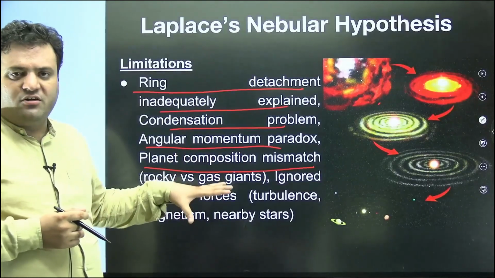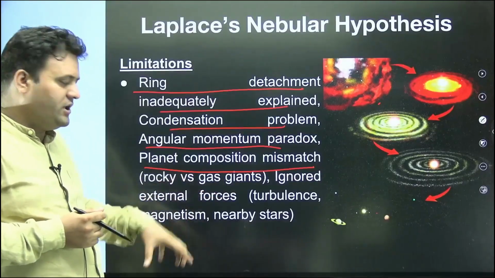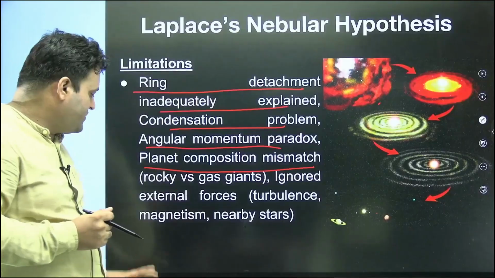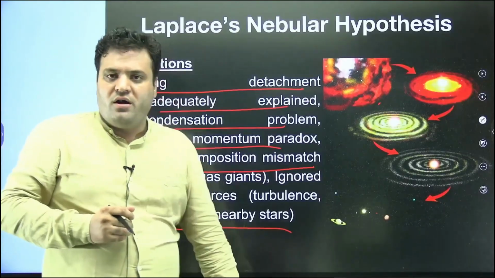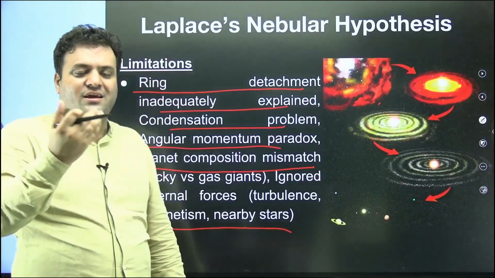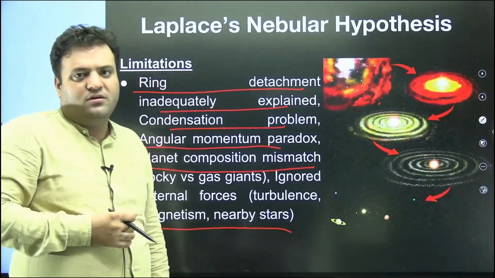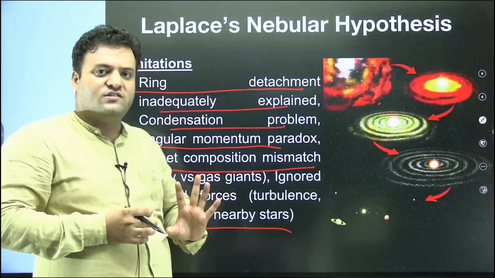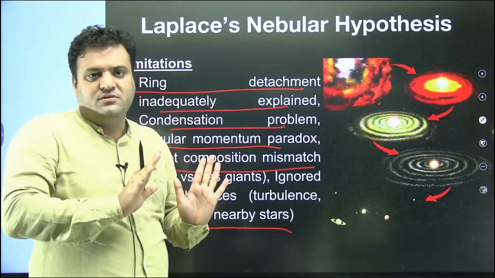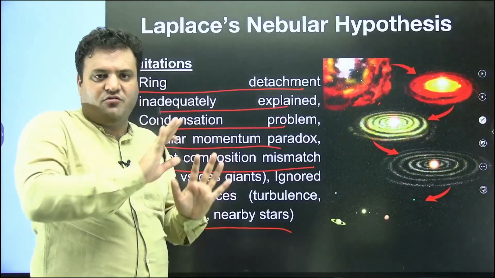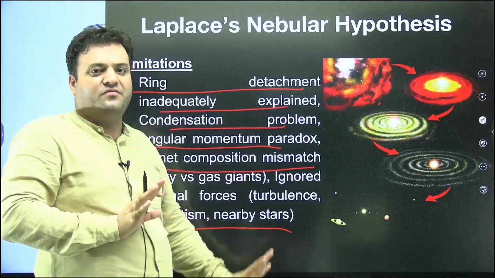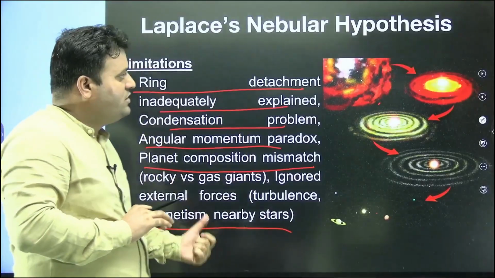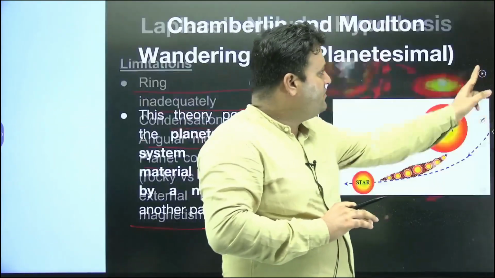Same with that of Immanuel Kant theory. This theory also ignored the role of external forces like magnetism or nearby stars or any rare cosmic events which could happen. Yes, this is also based on some assumption, the same as that of Immanuel Kant. So this is all about Laplace.